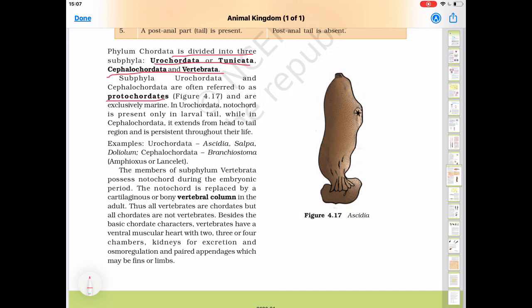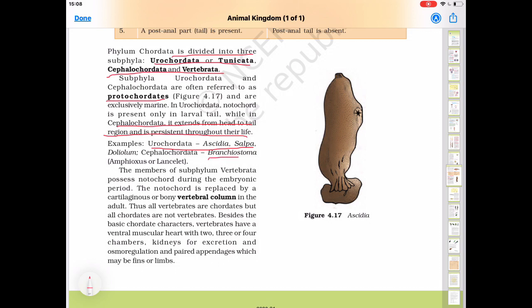In Urochordata, notochord is present only in the larval tail, whereas in Cephalochordata it extends from head to tail region and is persistent throughout their life. So in Urochordata, notochord is present only in larval stage and only in the tail region. But in Cephalochordata, it is present from head to tail region and throughout their life. Examples are Ascidia, Salpa for Urochordata, and Branchiostoma, also known as amphioxus, for Cephalochordata.